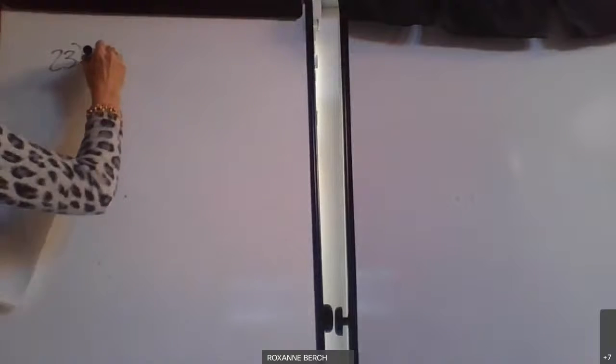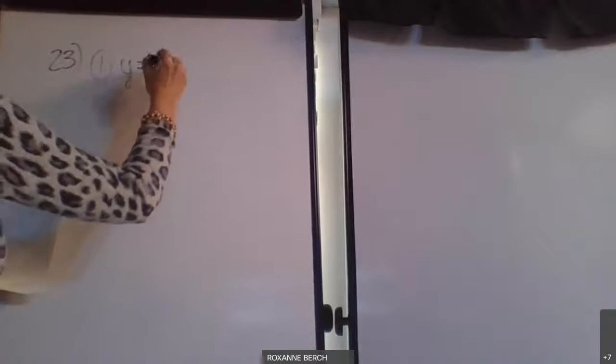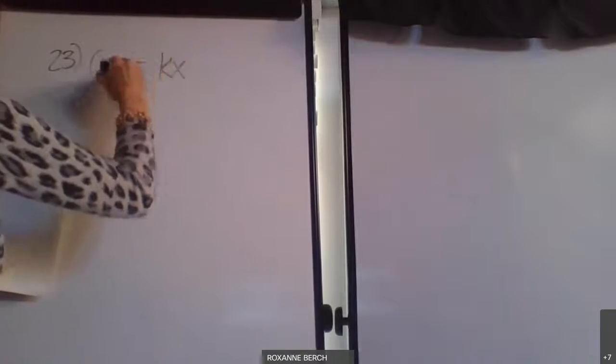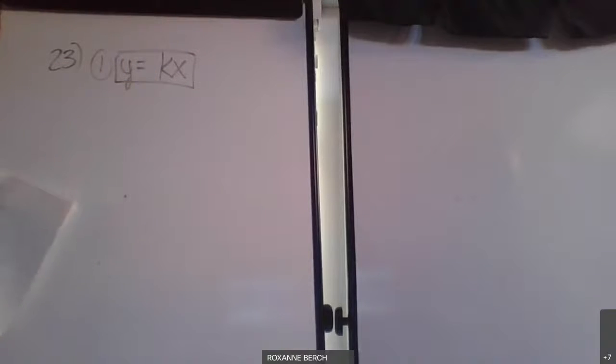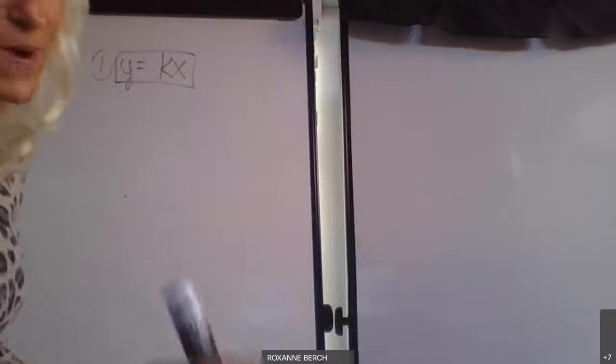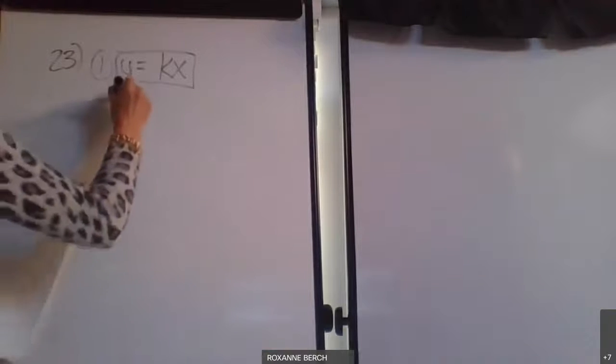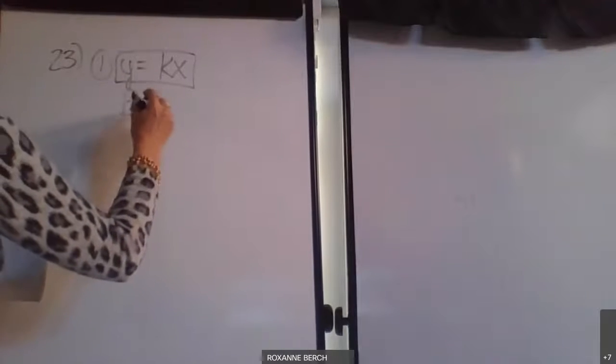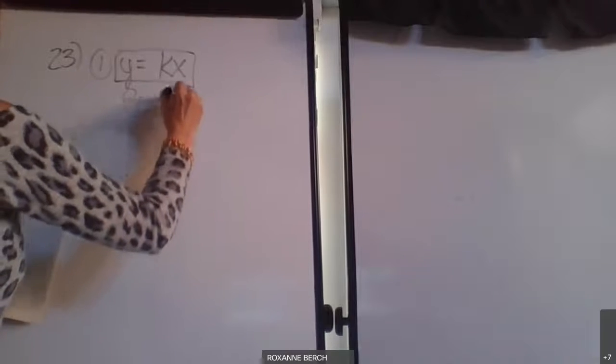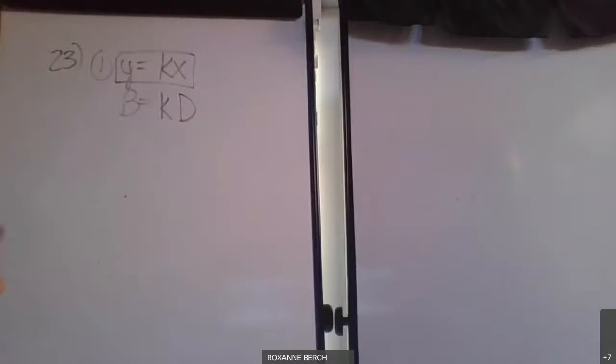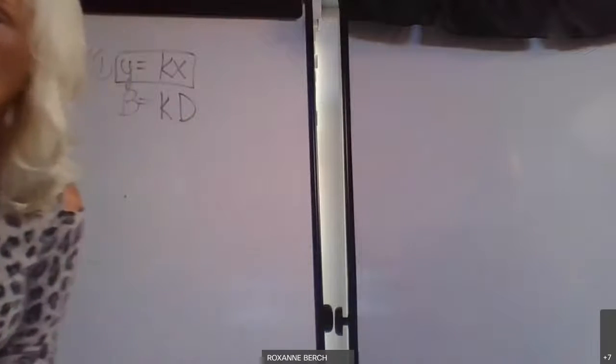All right, so the first step, I wrote direct variation. And I wrote it in the form of the question. So if you read the question in 23, it's talking about a ball, right? Make sure you know how to do this problem. So I'm going to rewrite this as B is equal to K times D. Do you guys understand that part?